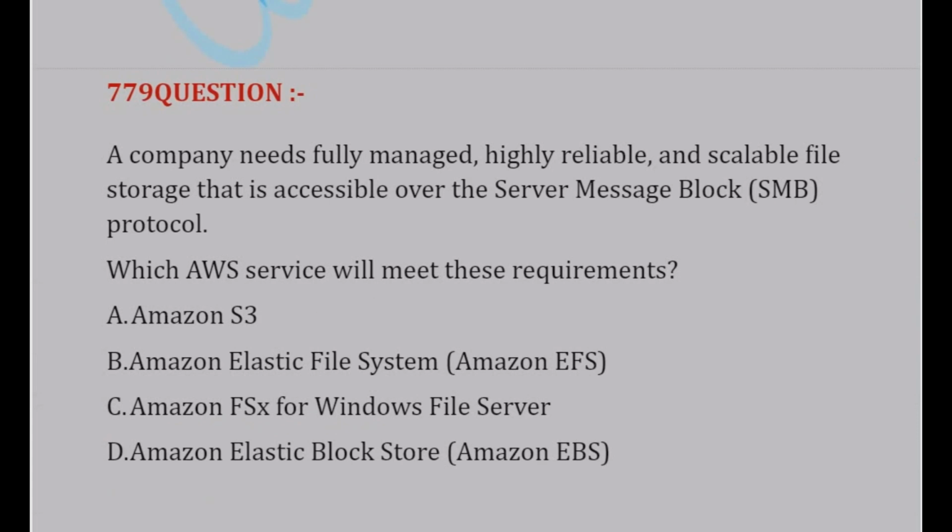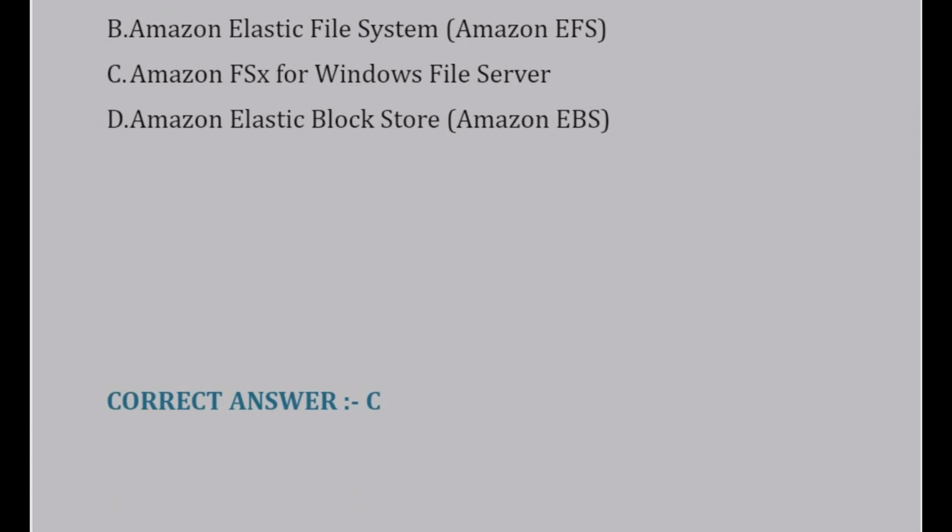Question is, a company needs fully managed, highly reliable and scalable file storage that is accessible over the Server Message Block, SMB, protocol. Which AWS service will meet these requirements? Option A. Amazon S3. Option B. Amazon Elastic File System, Amazon EFS. Option C. Amazon FSx for Windows File Server. Option D. Amazon Elastic Block Store, Amazon EBS. Correct answer is option C.